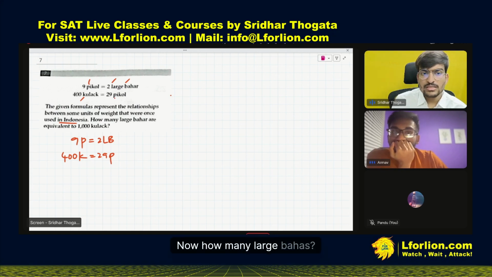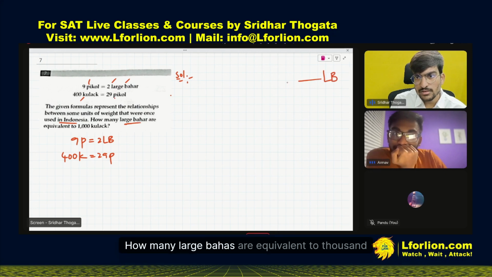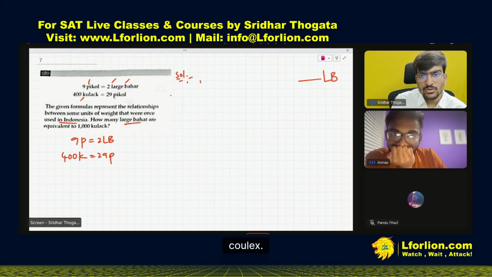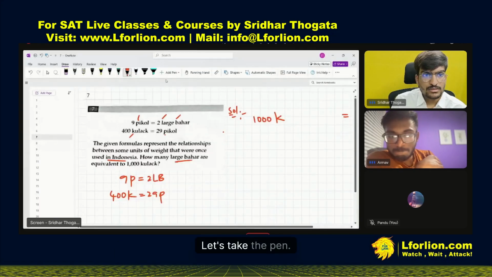Now, the question is, how many large bahars are equivalent to 1,000 kulaks? 1,000 kulak equals how many large bahars? Is that clear? Just take the pen.